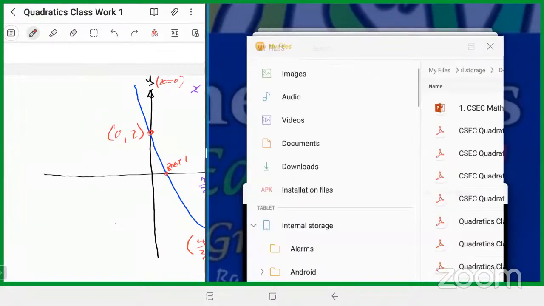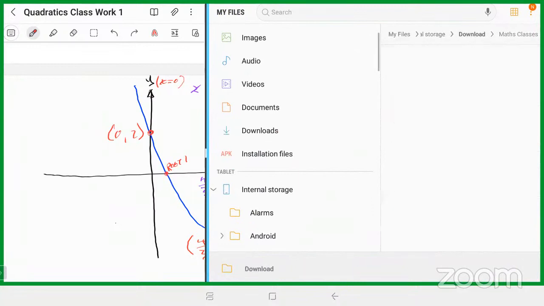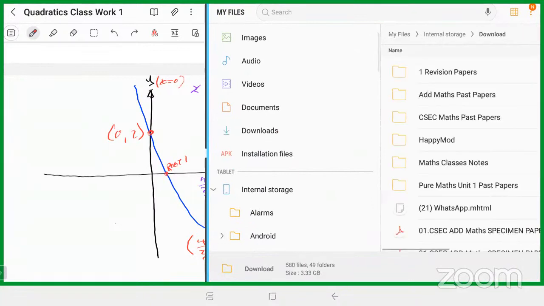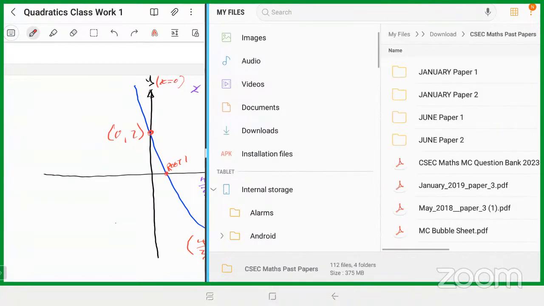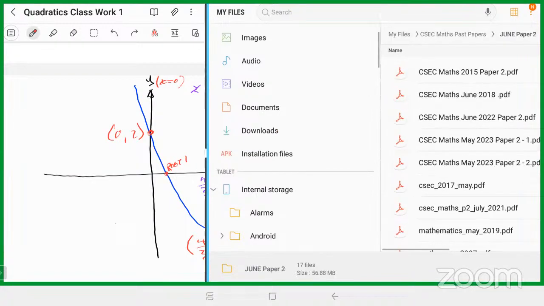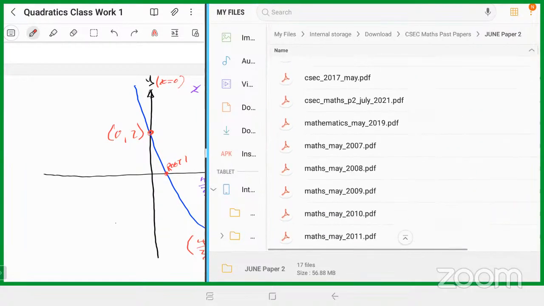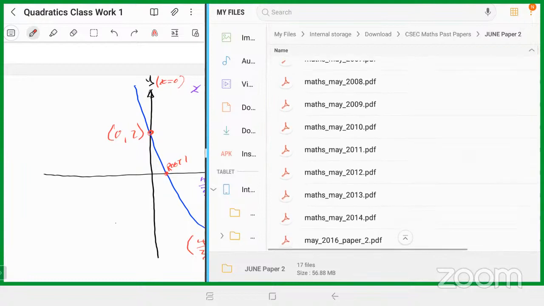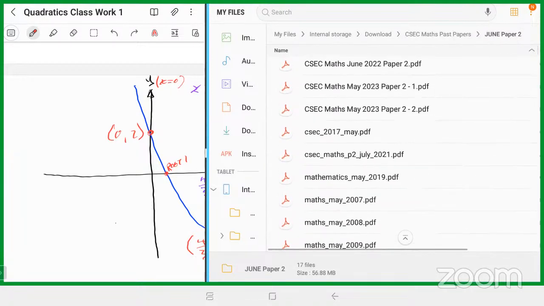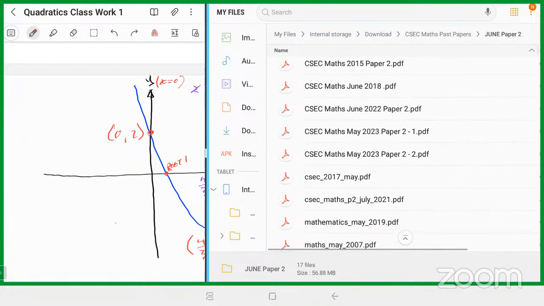So let me bring up past papers, CSEC past papers. And we're going to look at one of the most recent ones. Let's look at June paper 2. Let's look at one of the more recent papers to see if we can find a quadratics question. All right, let's see.